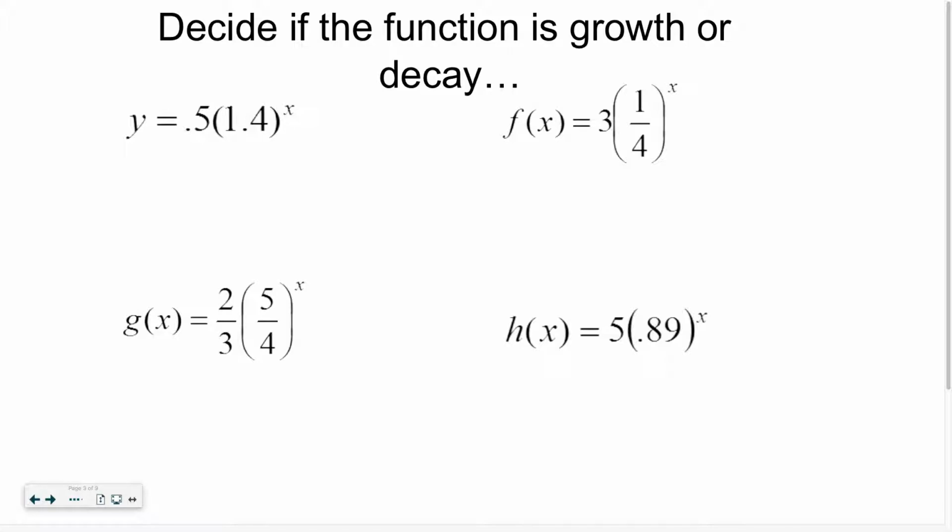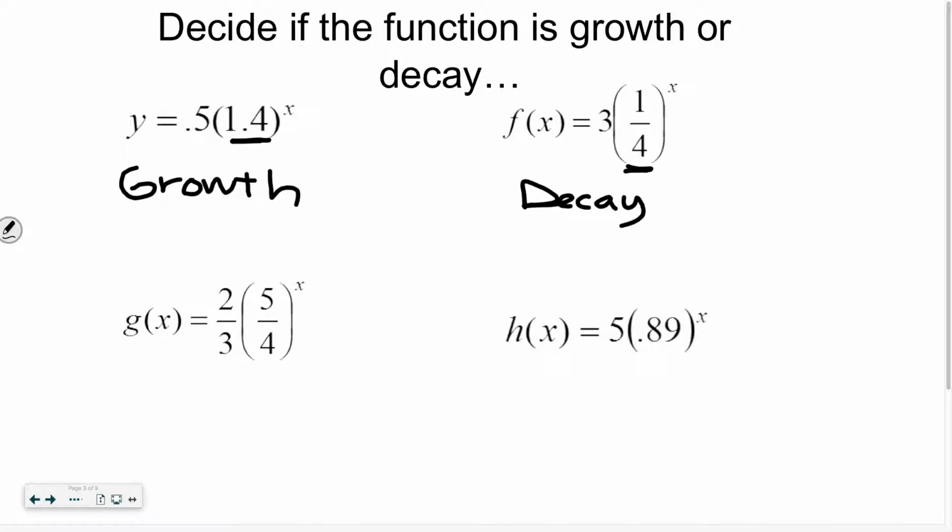Okay. Ashlyn? Growth or decay on this first one? Growth. What were you looking at to determine growth, Ashlyn? The number in parentheses, the one that is the base of the exponent, right? 1.4 is greater than 1, therefore it is growth. Izzy? Growth or decay? Decay. Okay. Excellent. And you are looking at which number? The number in the parentheses, 1.4.